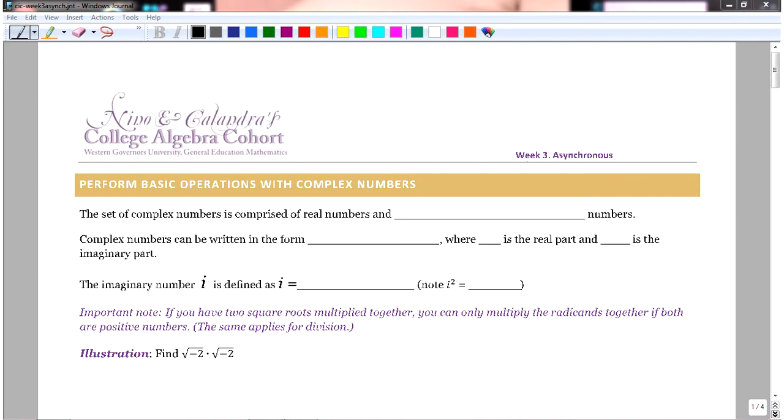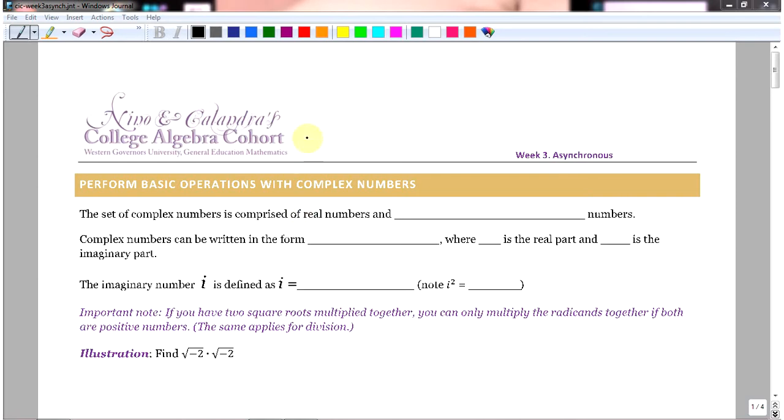In today's session, we're going to look at a new type of number and how to perform basic operations with it. Next, we're going to look at all of the ways that you can use to solve quadratic equations. And then lastly, we're going to look at some real-world applications involving quadratic equations. So first, we're going to start with performing basic operations with complex numbers.